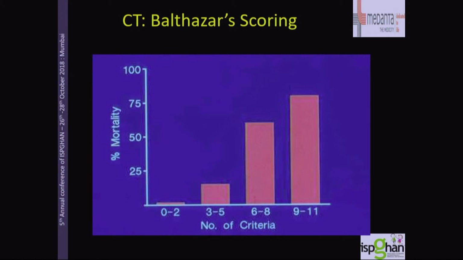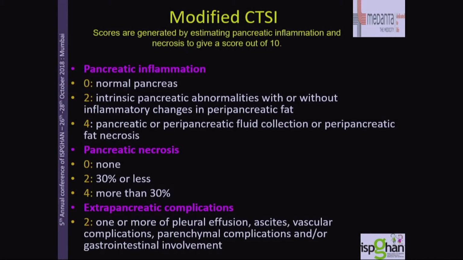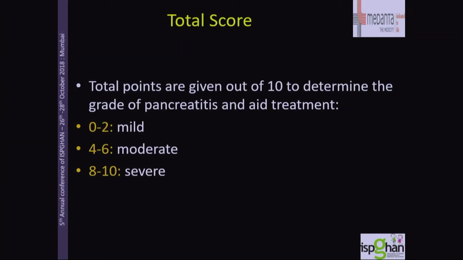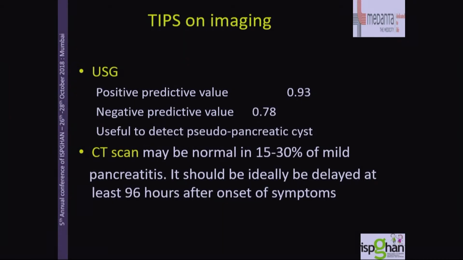a score of this, we had only less than 1% mortality. In modified CTS, my child was fitting into 10 out of 10 because, as you can see, you look at the pancreas, you look at necrosis and extrapancreatic complications. So the score of our patient was 10.